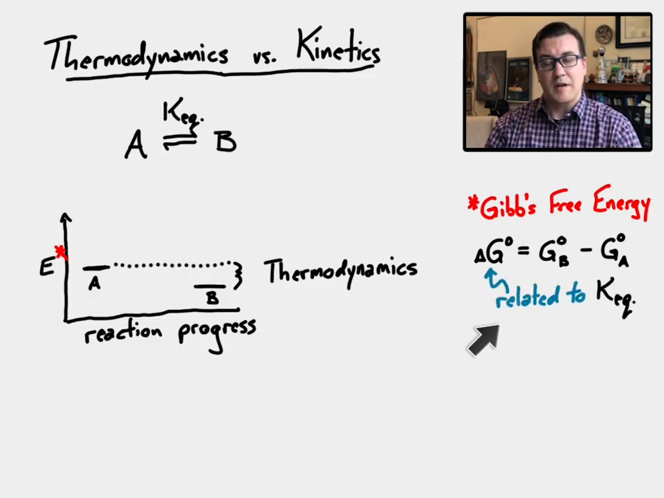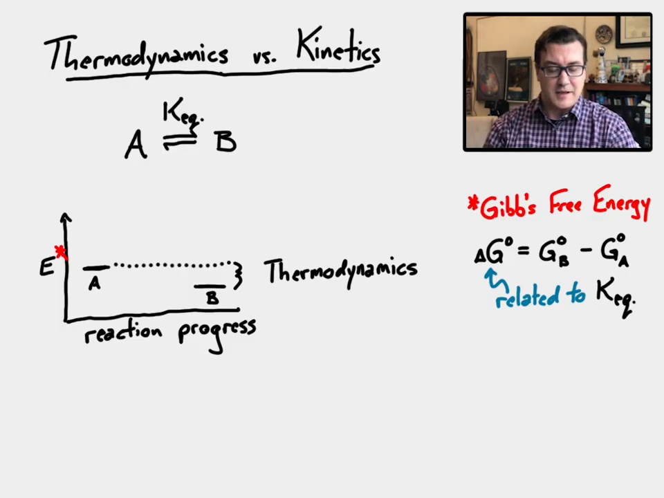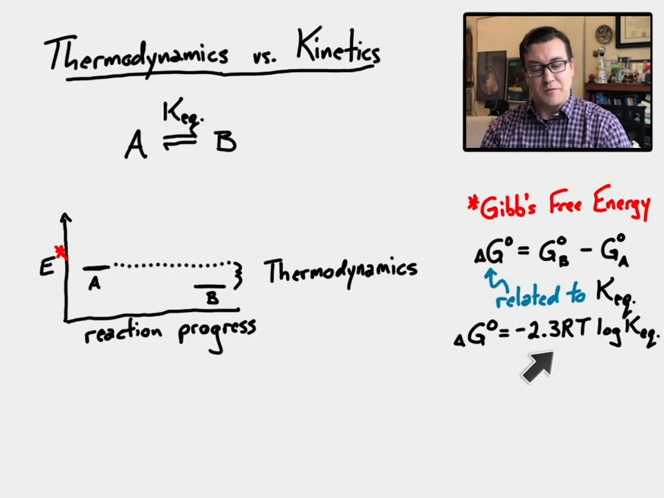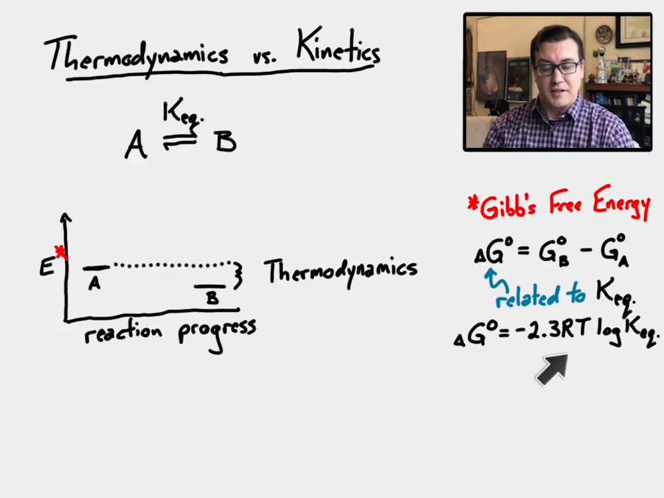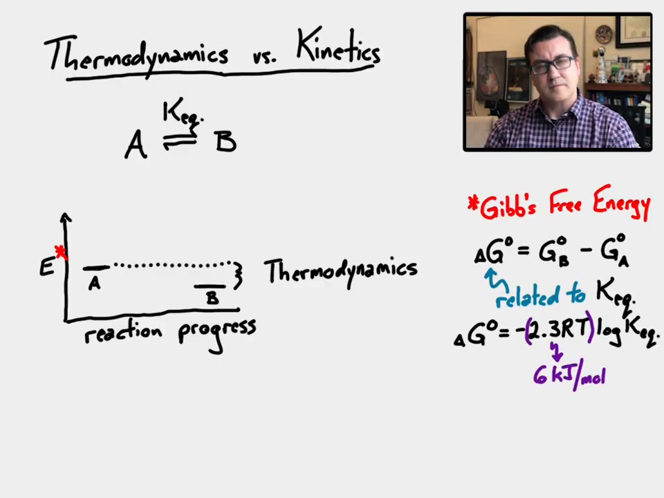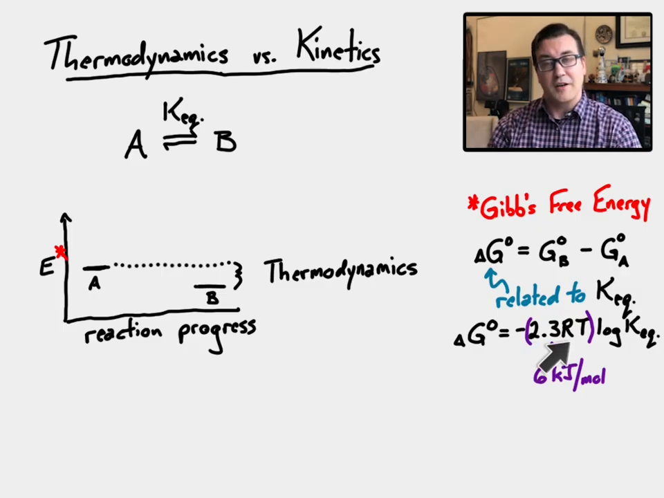So when we look at what delta G is, it's related to our KEQ, the equilibrium constant. And we can actually calculate Gibbs free energy using the KEQ. So you can use this equation, delta G equals negative 2.3 RT log KEQ, where R is a constant and T is the temperature. I'm not going to ever ask you to do this equation in class, but a quick back of the envelope thing to know is that under standard temperature and pressure, so roughly room temperature, this 2.3 RT ends up equaling 6 kilojoules per mole.